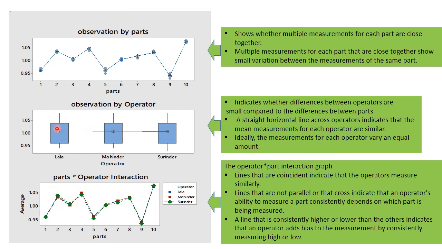Similar to that, this straight line indicates that this is a good measurement system and the observations by the operators are matching each other. Similar to that, in observation by parts also, you can see there is a small variation on each part.